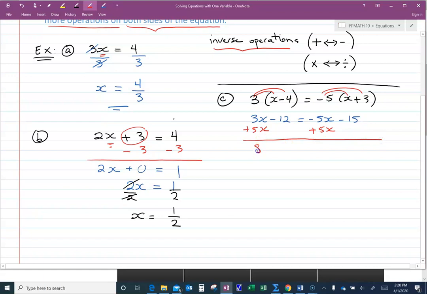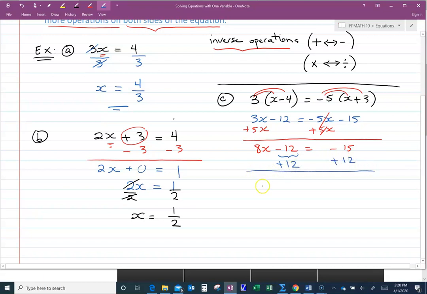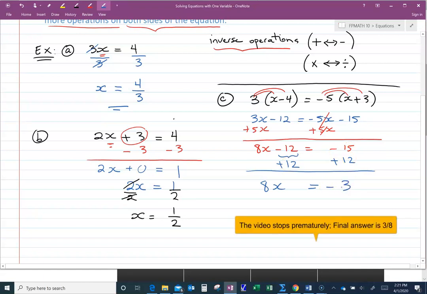So in this case we're going to get 8x minus 12 equals, that becomes 0, so the only thing left is minus 15. Now we have to isolate x, but we have to get rid of this 12 first. It's a minus 12, that means you always have to add 12 to both sides, and this becomes 8x equals minus 12 plus 12 is 0, minus 15 plus 12 is minus 3, and the very final step is to divide everything by the coefficient of x.